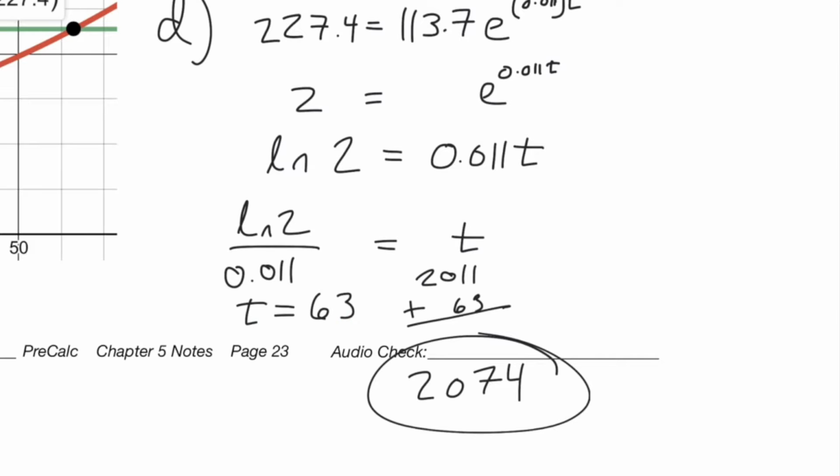And so then, therefore, t is equal to 63. That's not the answer. You have to figure out what year. So you add 63 to 2011, and you get 2074.